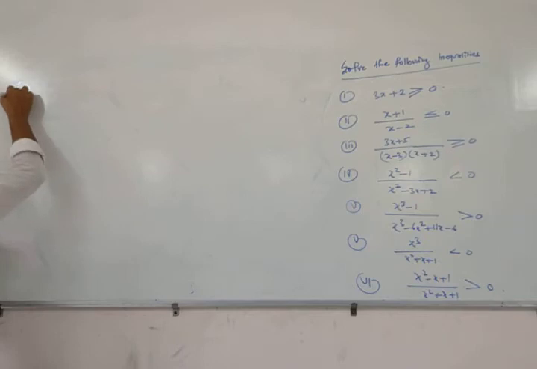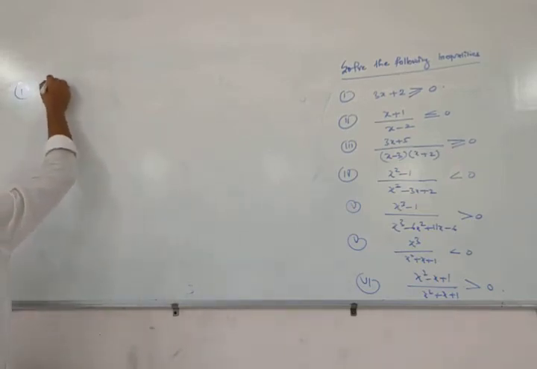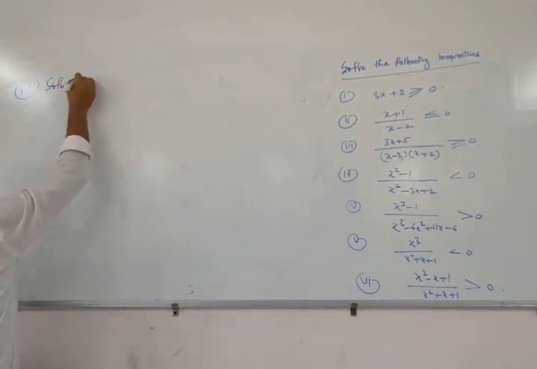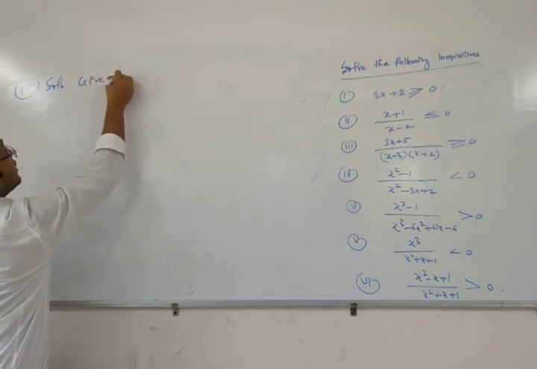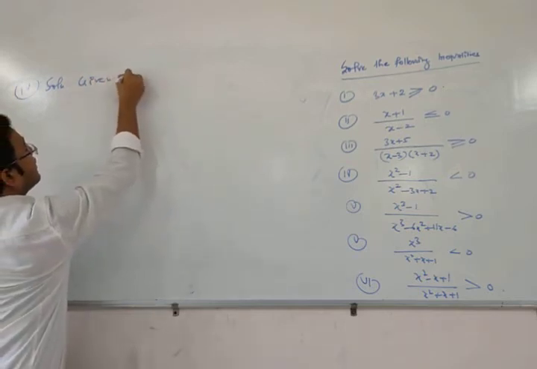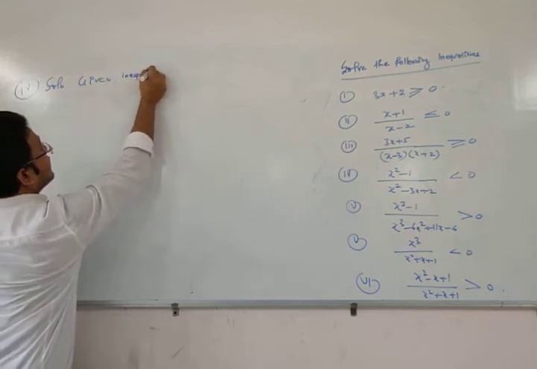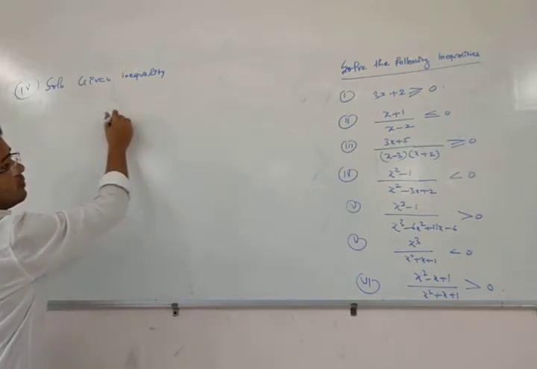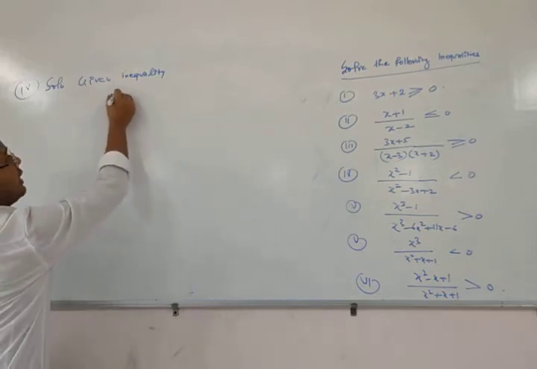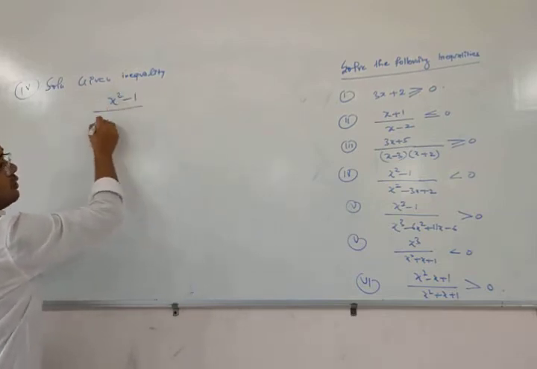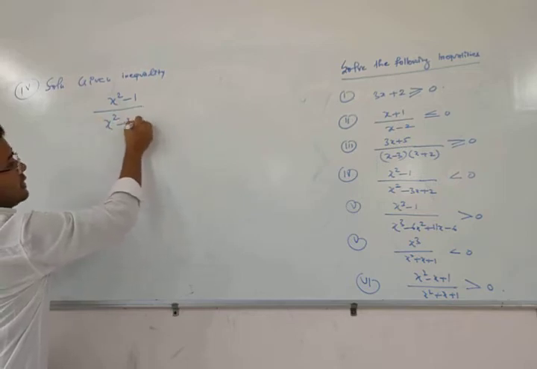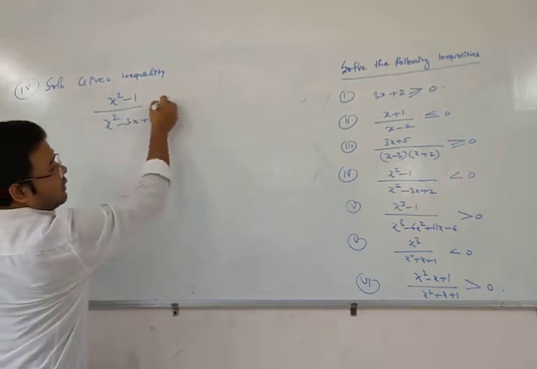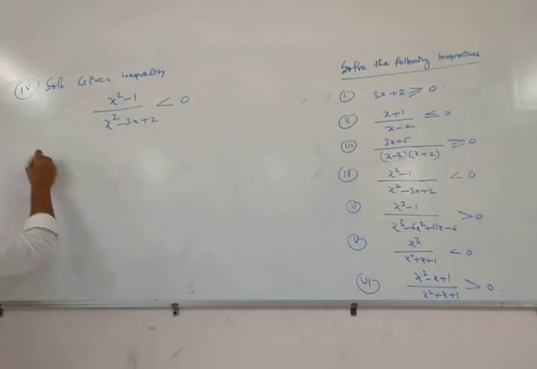Now number 4, solution. Given inequality. What is given? (x square minus 1) upon (x square minus 3x plus 2) is less than 0.